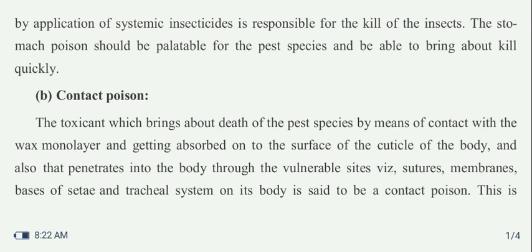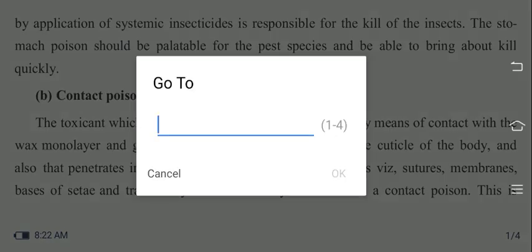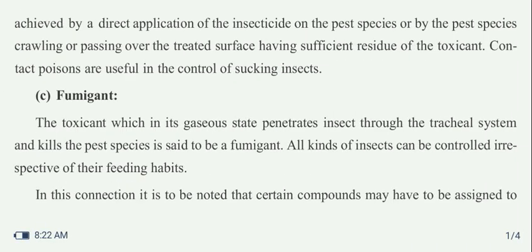Contact poison. The toxicant which brings about death of the pest species by means of contact with the wax monolayer and getting absorbed onto the surface of the cuticle of the body, and also that penetrates into the body through the vulnerable sites, sutures, membranes, bases of setae and tracheal system on its body is said to be a contact poison. This is achieved by a direct application of the insecticide on the pest species, or by the pest species chewing, crawling or passing over the treated surface having sufficient residue of the toxicant. Contact poisons are useful in the control of sucking insects.